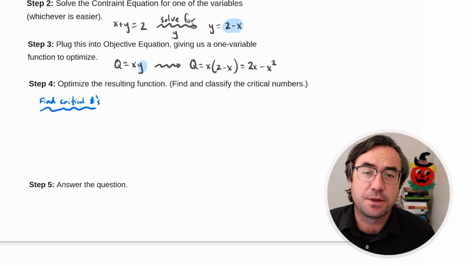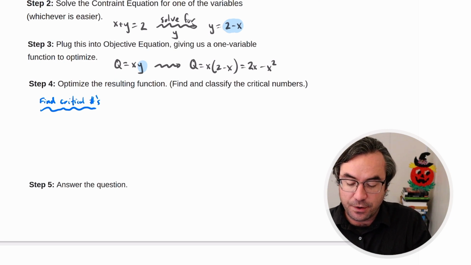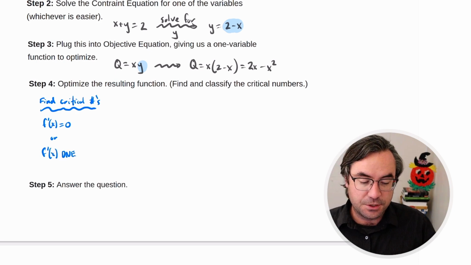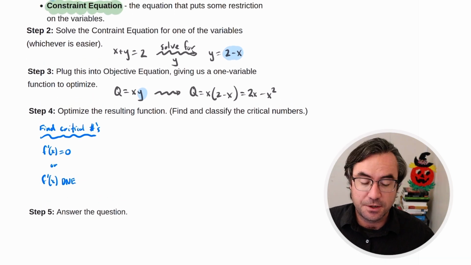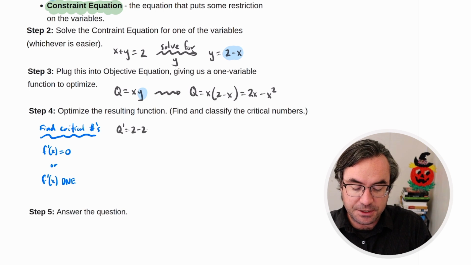All right, so how do we do this? Well, there's 2 ways we can get a critical number. We can either have our derivative be 0, or we can have our derivative be undefined. So let's calculate the derivative. Our derivative here, we'll call it q prime, is going to be 2 minus 2x.